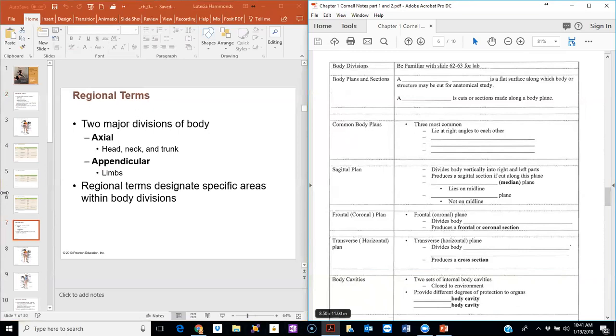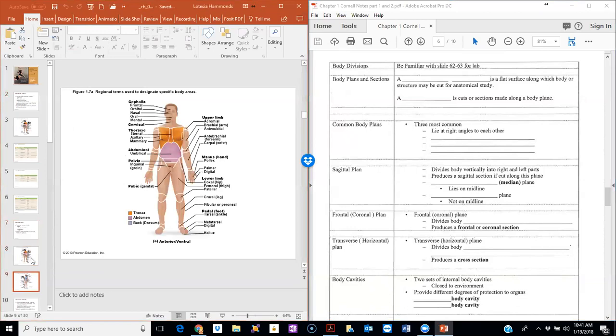All right, so with the body planes and body divisions, I kind of went through that part. All right, body planes. A body plane is a flat surface along which the body or a structure may be cut for anatomical study. A section is cut, or sections may be cut, along a body plane.